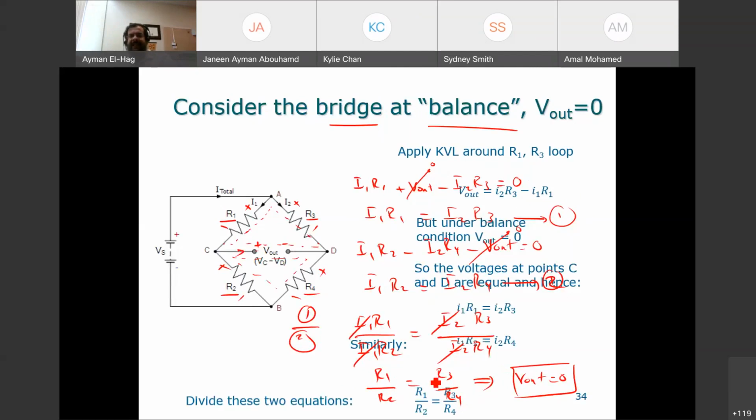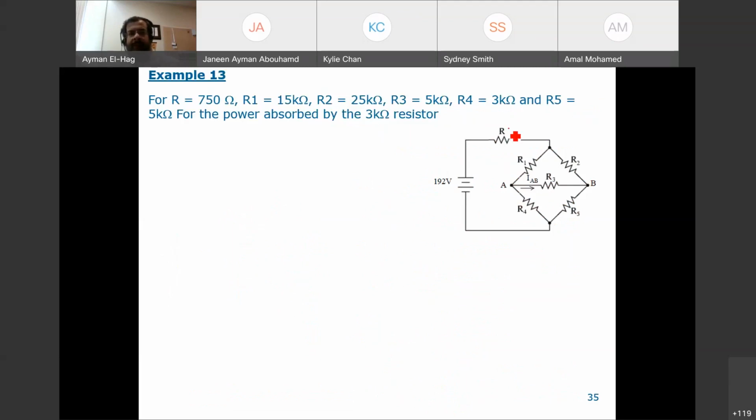Okay, now let's see this example. Here we have R is given to us as 750 ohm, and R1 is equal to 15 kilo. R2 is equal to 25 kilo. R3 is equal to 5 kilo. R4 is equal to 3 kilo, and R5 is equal to 5 kilo. So these are the resistors we have here. It says find the power absorbed by the 3 kilo ohm resistance. So by R4. So how much current goes here? We have the resistance, so the power is I squared times R.